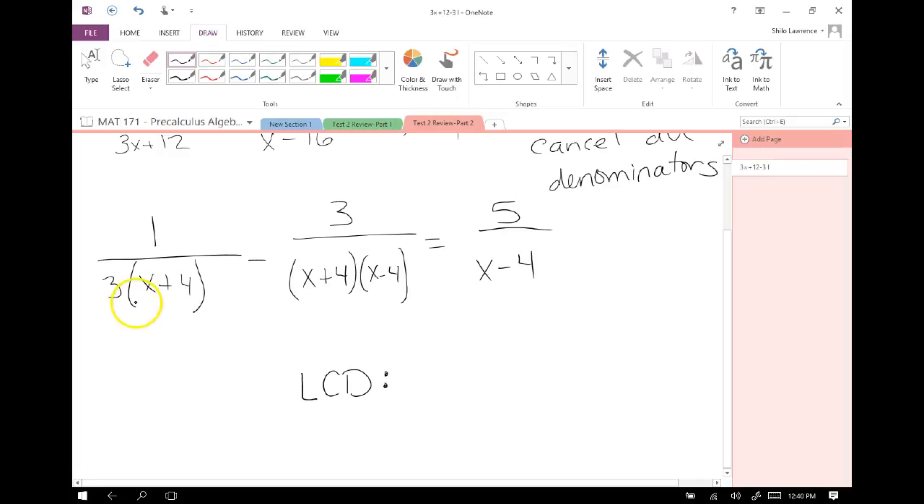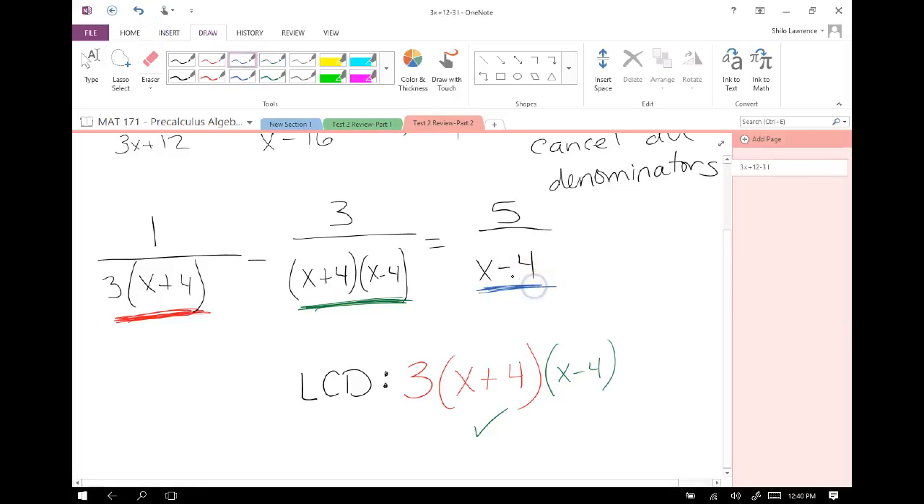To cancel this first denominator, I need to have a 3 and an x plus 4. To cancel my second denominator, I need to have an x plus 4, which I've got, and I need to have an x minus 4, so I'll throw that in there as well. To cancel this last denominator, I need to have an x minus 4. Well, I've already got it. So 3 times x plus 4 times x minus 4 is what I need to multiply this entire equation by to cancel all of my denominators.